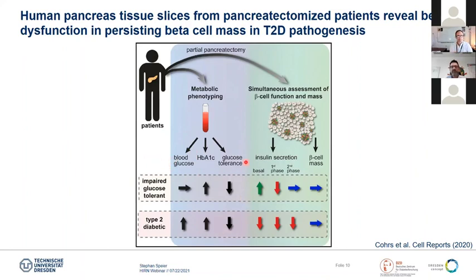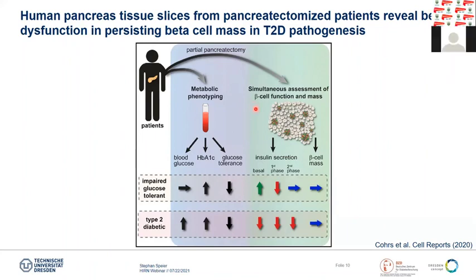And we asked a very simple question when we got tissue from the pancreas of these patients: why do they have too little insulin in the blood? And we wanted to know, is it because they have too few cells, or is it because the cells are not working? And to cut a long story short, what we saw was already at the impaired glucose tolerance state, we saw changes in secretion, but no changes in mass.